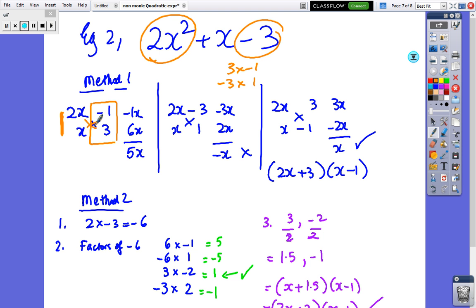We put the cross in between. So 2x times 3 is 6x. X times minus 1 is minus 1x. Adds up to 5x, but we don't want 5x. So that's wrong.